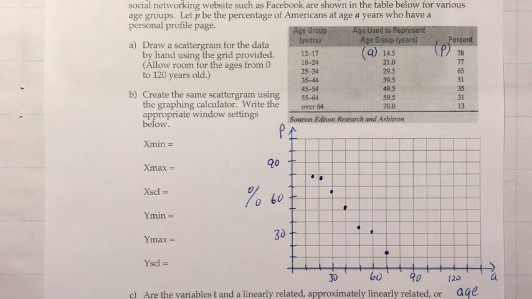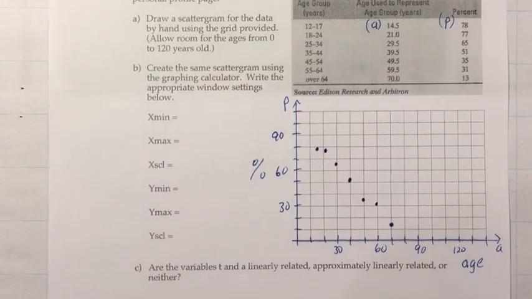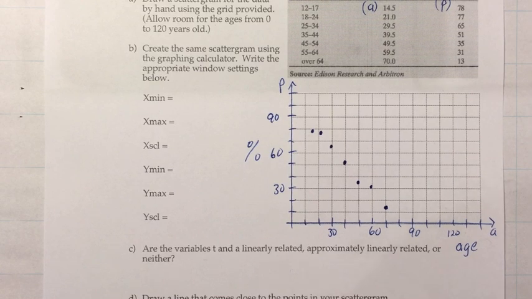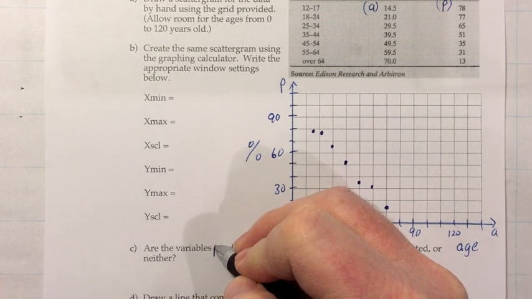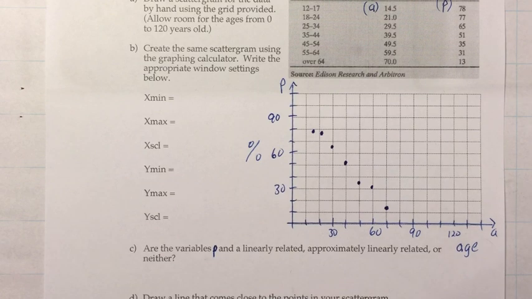And I'm going to skip over B for a moment here and answer the question on part C. Are the variables t and a linearly related, approximately linearly related, or neither? And I believe this should have said p, so I'll fix that for you. So are the variables p and a linearly related, approximately linearly related, or neither?